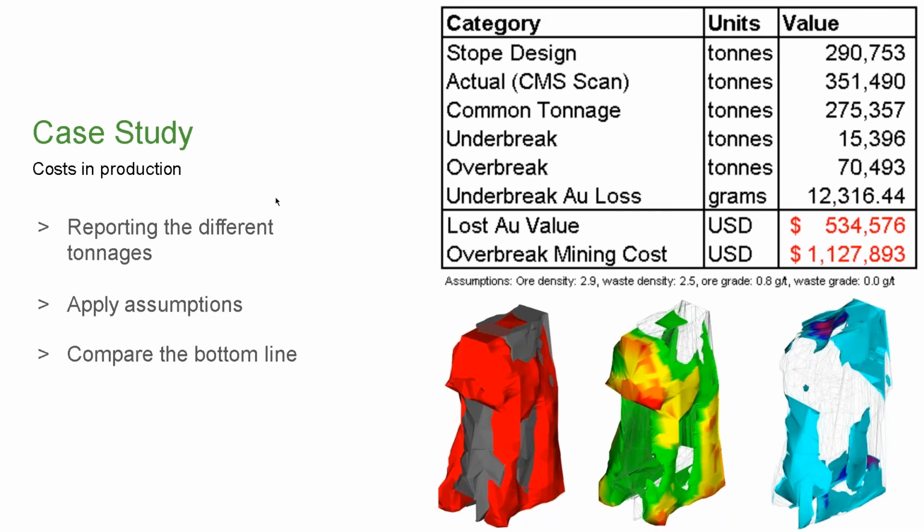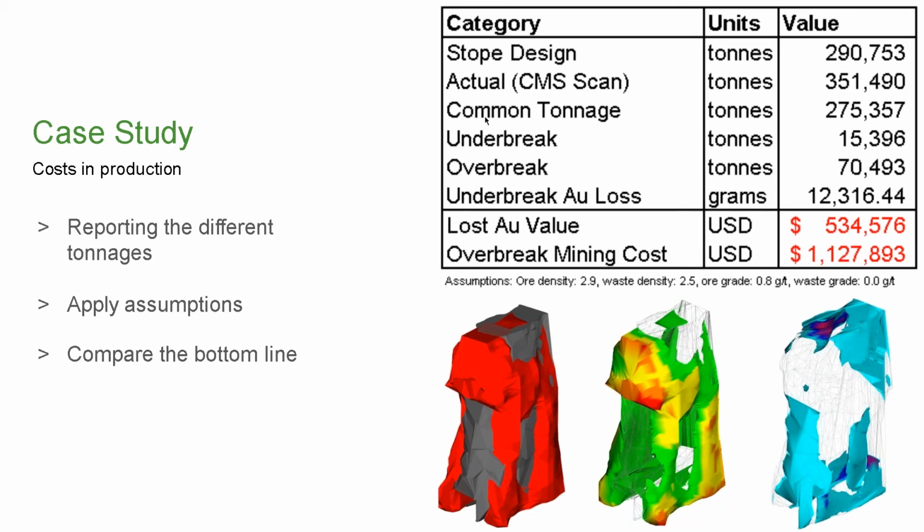In this case study, we'll report and quantify the different tonnages, we'll apply some assumptions, and then compare the bottom line. The first step for this comparison is to understand what the targeted design quantities were. In this case, the stope design was 290,000 tons. The CMS scan, or the actual excavation, mined 350,000 tons. It's quite a bit of overbreak in this scenario.